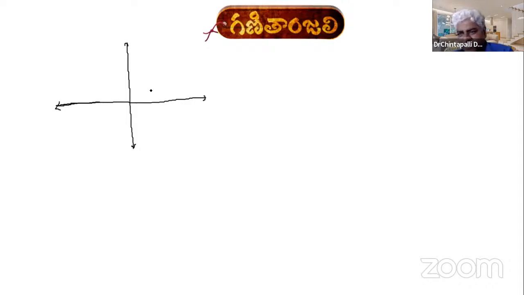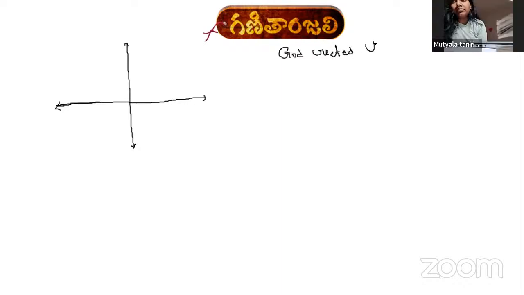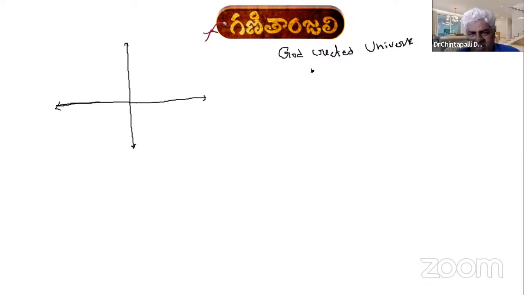Galileo once said, God is a mathematician, and God created the universe in the language of mathematics. Galileo's quotation is, God created the universe in the language of mathematics.